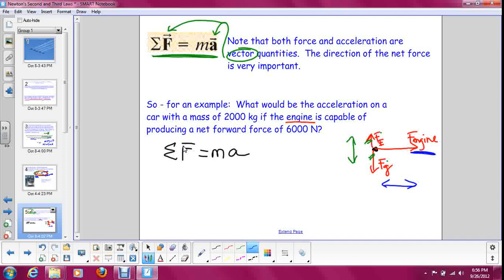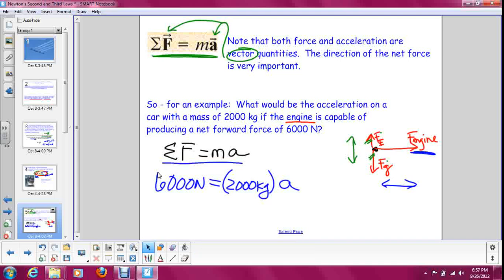So we can put that into our equation over here. The net external force is the force of the engine, which is 6,000 newtons. And that has to be equal to the mass of the car, which is 2,000 kilograms, times the acceleration of the car. And for this problem, we are trying to find the acceleration of the car. What would be the acceleration?